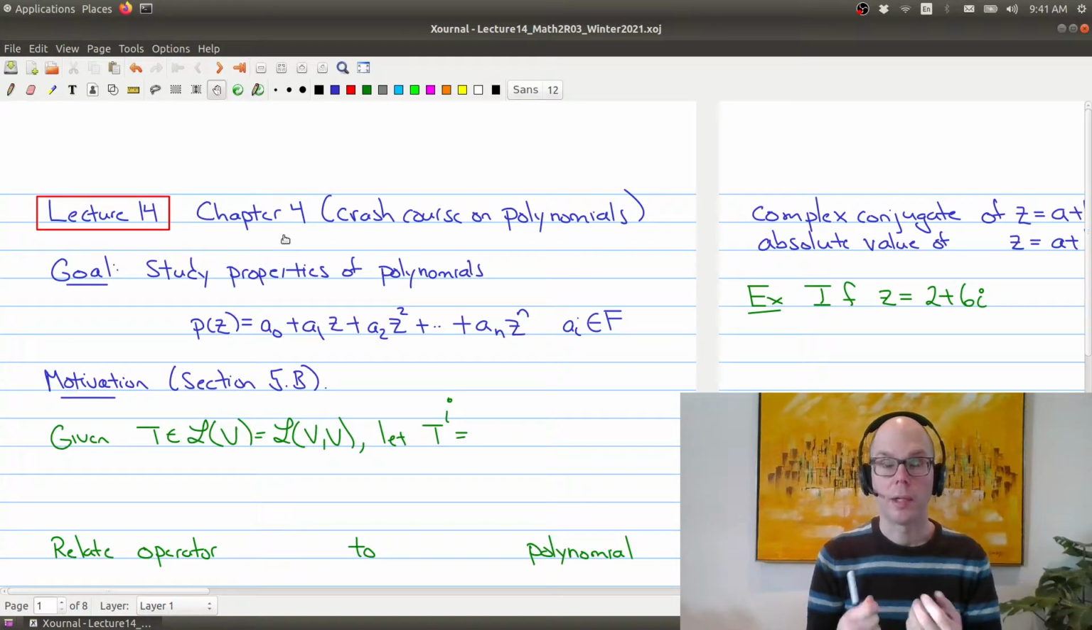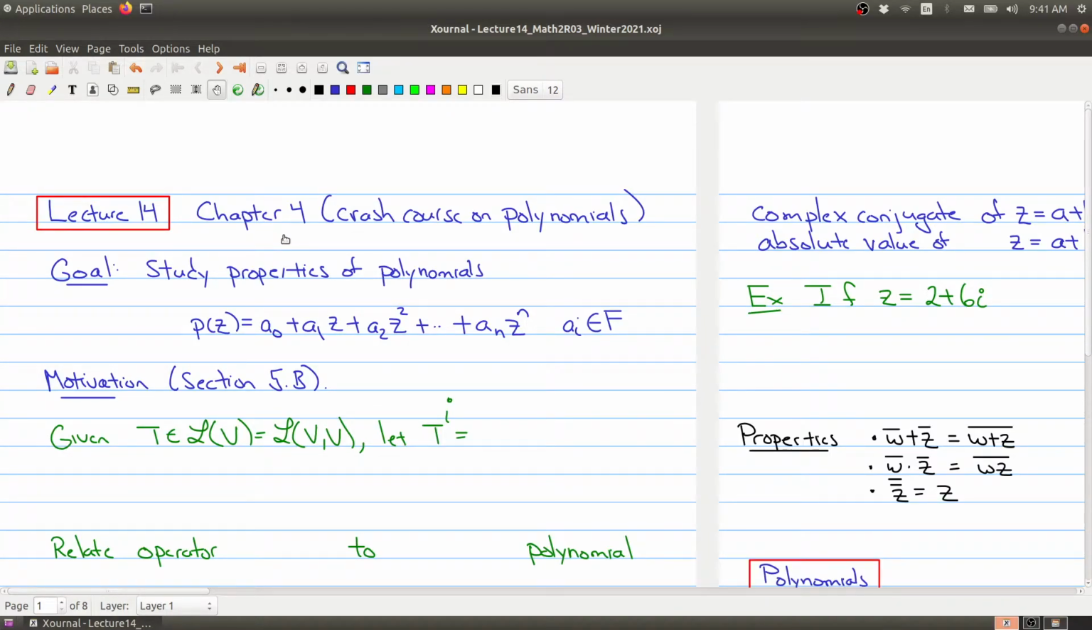The other thing that you might notice is a lot of this stuff you've seen before, maybe in different contexts. We're not going to go into the proofs in too much detail. We just want to write down and capture the main results about polynomials we'll need for this course. Okay, so as I just said, the goal of today's lecture is to study the properties of polynomials.